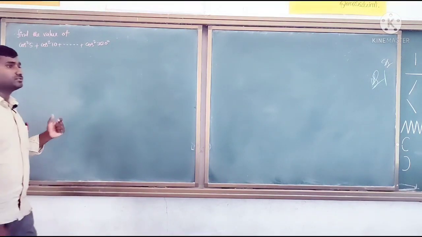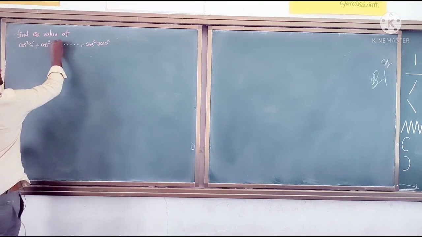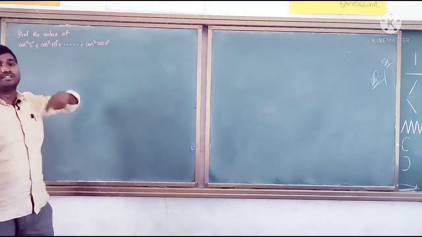Now, let us go for the question: find the value of cos square 5 degrees plus cos square 10 degrees, and so on, up to cos square 360 degrees.